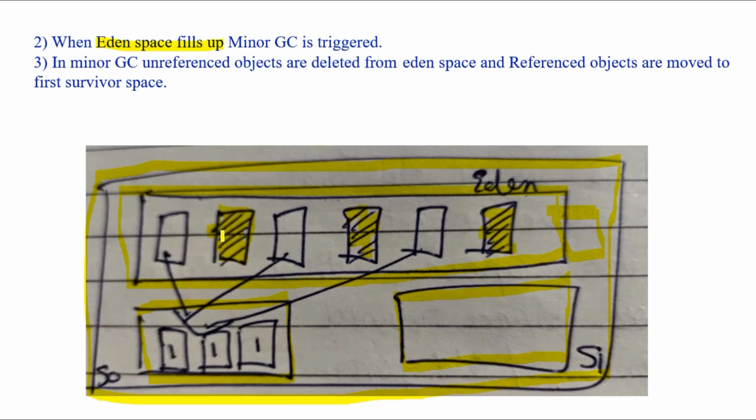Suppose in my example, this Eden area is full and this particular object, this particular object and this particular object are removed by the minor garbage collector. Now once they are deleted, the referenced objects are still remaining. Suppose the age of them is 0, they are newborn babies because they are just allocated to Eden area.